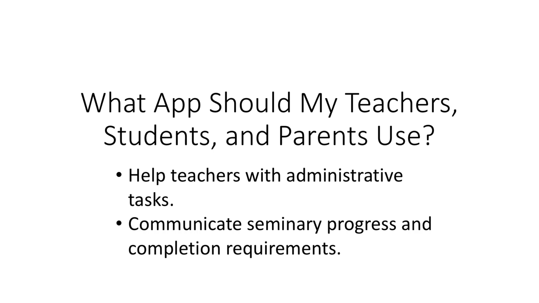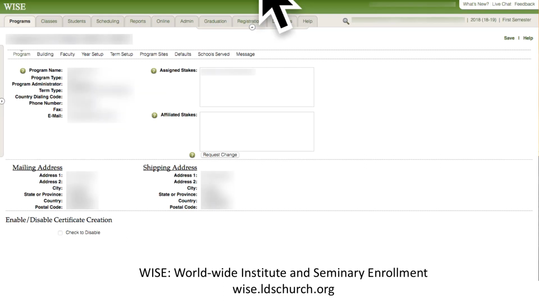Second of all, I want to be able to communicate seminary progress and completion requirements effectively with parents and students so that they can kind of own that. So the main place where all of this information is located is in WISE. WISE stands for Worldwide Institute and Seminary Enrollment. You can see the website there, wise.ldschurch.org.